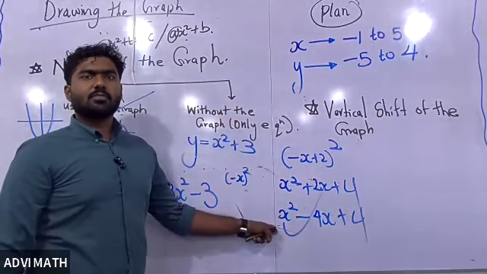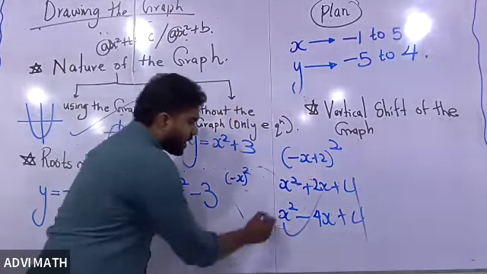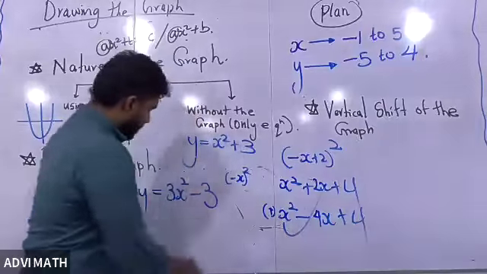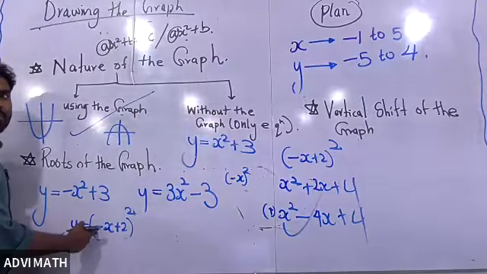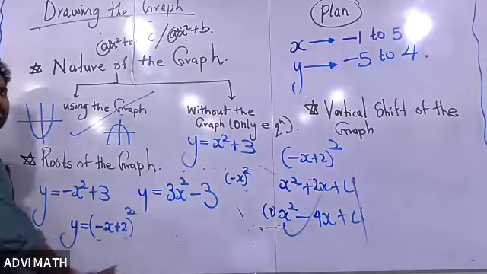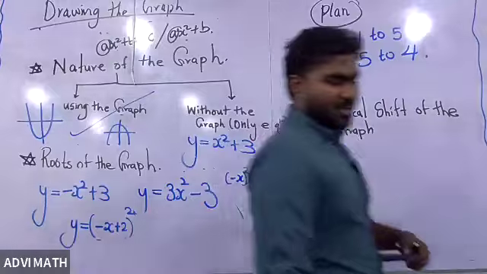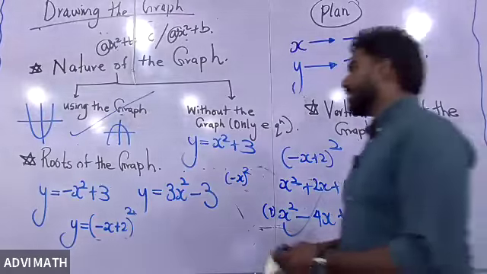Nature of the graph is what? Here it is positive, so it is minimum. When it is negative I cannot say. They won't ask you this kind of questions, but get ready for this also.